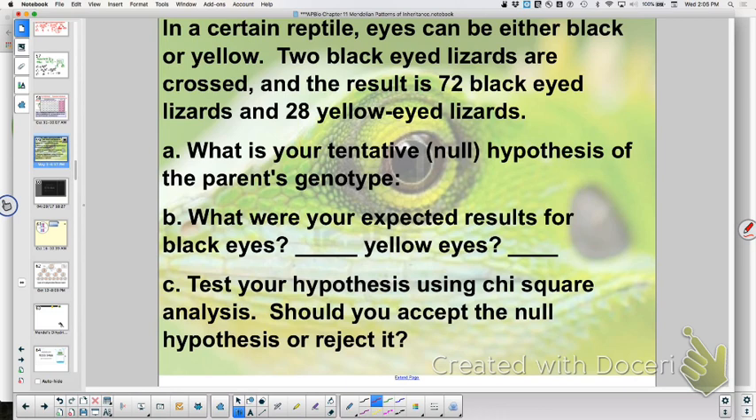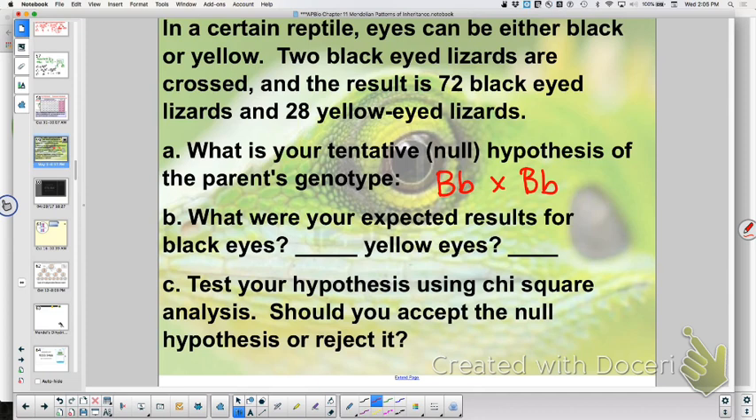Okay, so I'm going to assume what I've got going on here is, for these eyes, let's just go with B's, a big B, little b crossed with a big B, little b. Right? Two black lizards that are heterozygous, and they make a lot of black-eyed babies and a few yellow-eyed babies. You okay with that? So then, what were your expected results for black eyes?